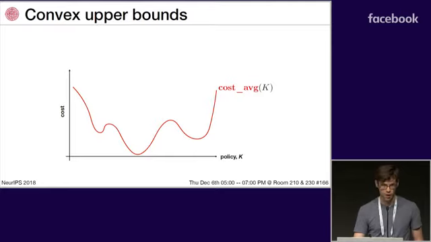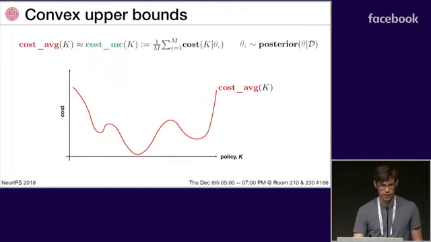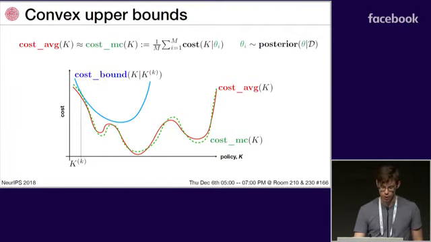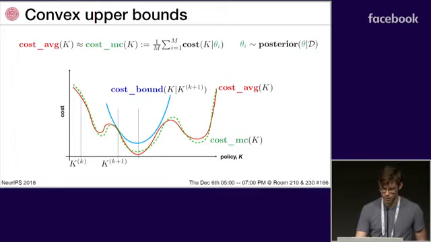So this average cost can be difficult to compute, much less optimize. So we employ this Monte Carlo approximation based on samples from the posterior. These samples can be generated using Markov chain Monte Carlo methods, such as Gibbs sampling. And then to optimize the cost function, we form these convex upper bounds on the Monte Carlo approximation, and we proceed with iterative convex optimization.